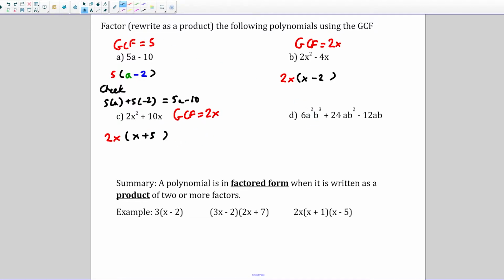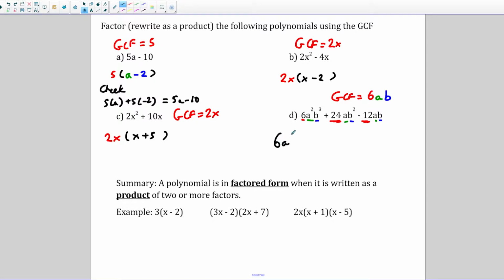For this last problem, again, we're going to split it up into each section here. So looking at the 6, the 24, and the negative 12, my GCF in this case between all three of those coefficients is going to be 6. Between the a squared, a, and a, it has to be a. And then the b cubed, b squared, and b is just b.